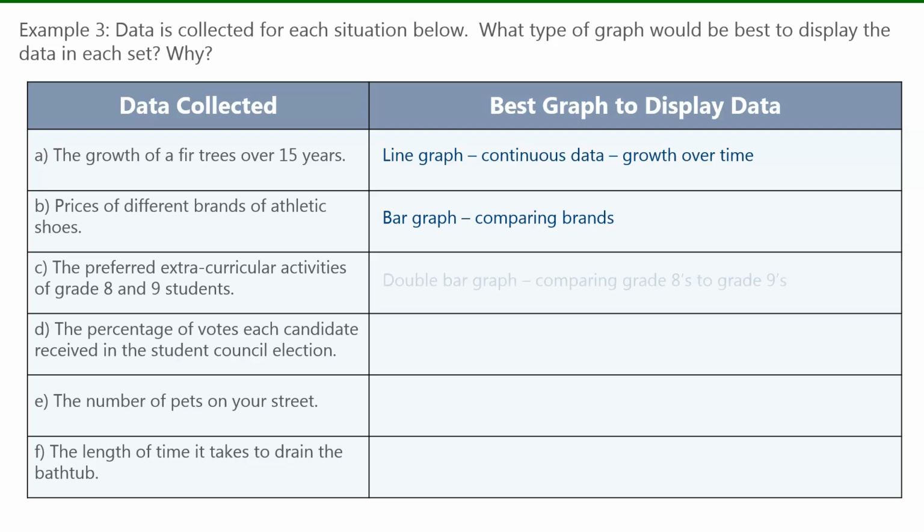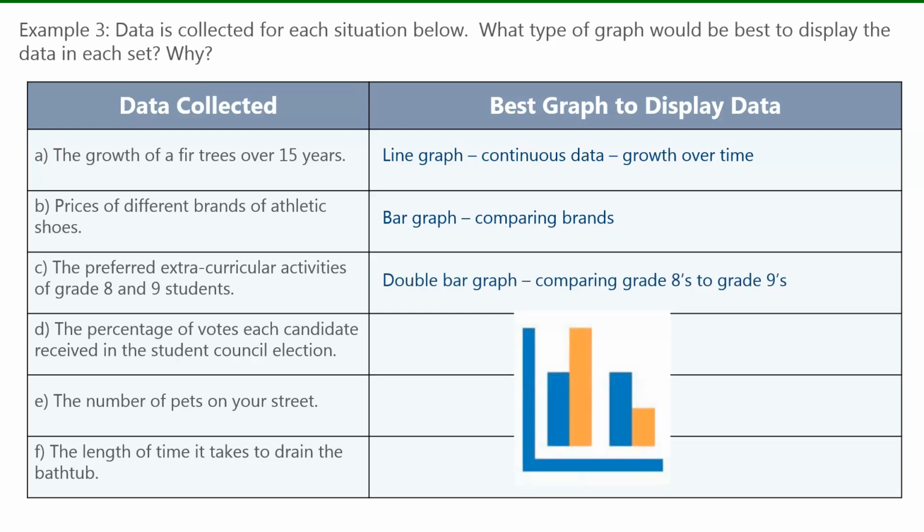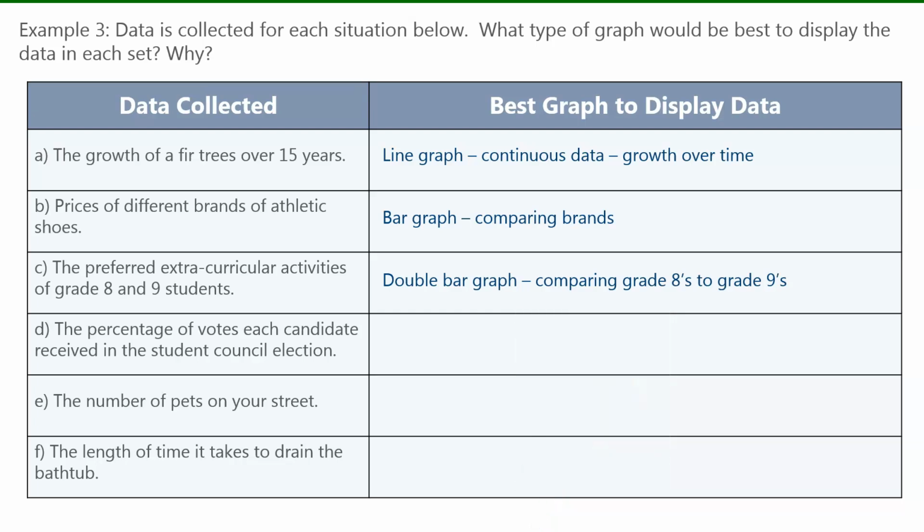Well, a good choice for that one would be a double bar graph. We're comparing grade 8s to grade 9s. So if we're showing multiple activities and we want to show the number of grade 8s versus the number of grade 9s who chose each activity, a double bar graph would allow us to compare side by side the grade 8s to the grade 9s. We are also talking about discrete data, so we would not use a line graph in this case. A bar graph would be the best choice.